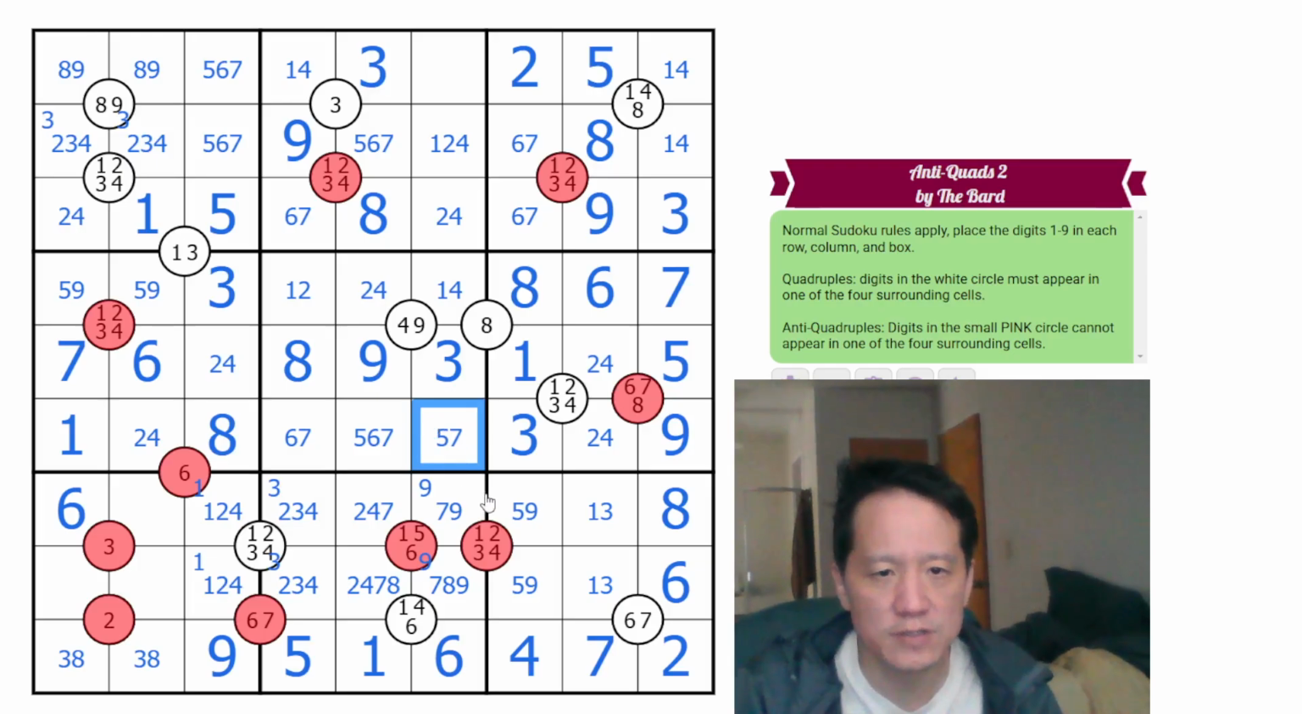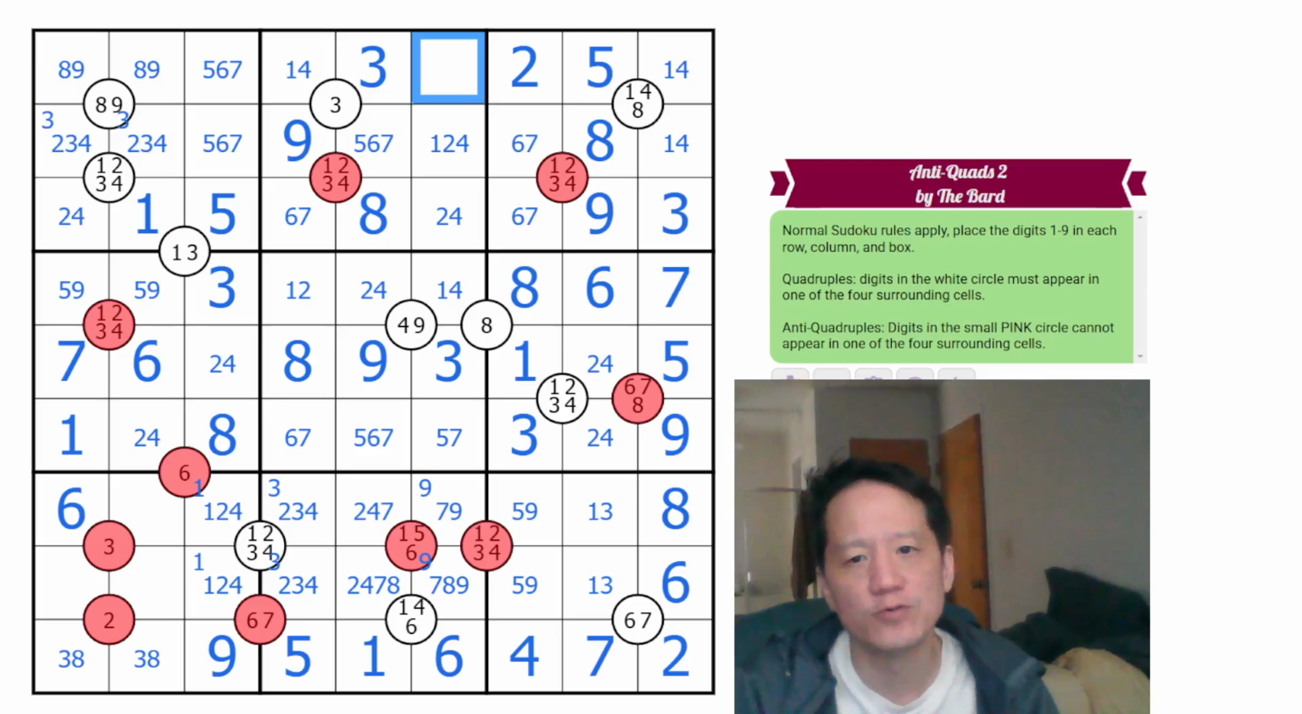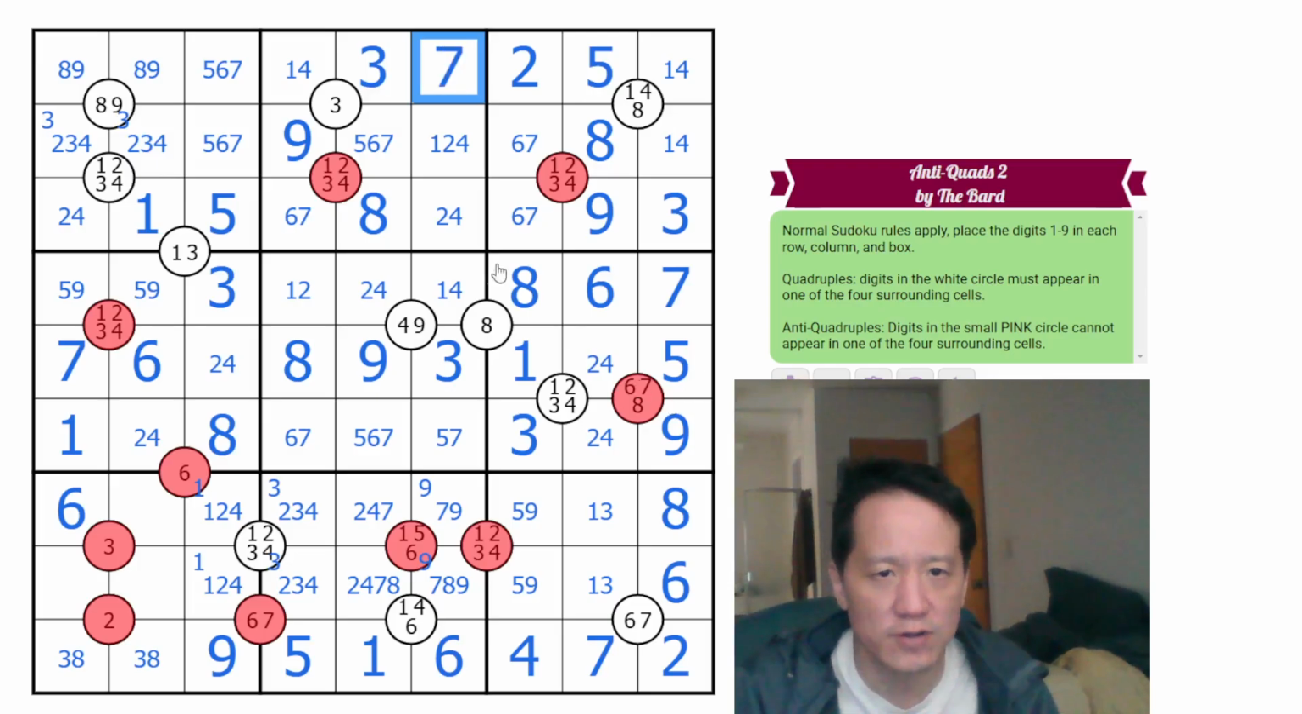These can't be 6. This has to be 5, 7, 8, or 9. Well, it can't be 5, 8, or 9 because of the 8, 9 pair and this 5. Therefore, this must be 6, 7. So this can't be 5 or 7. This has to be 6. This can't be 5 or 6. This must be 7, which means this can't be 7.